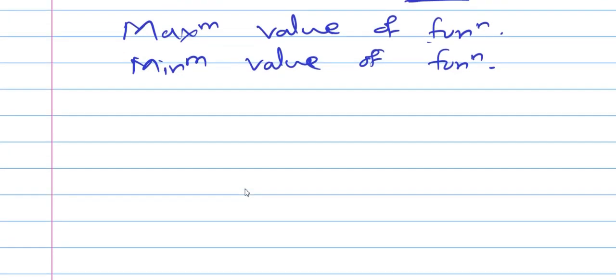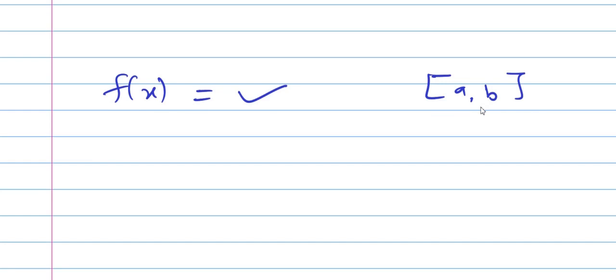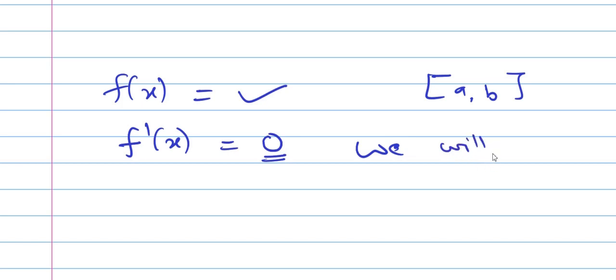So procedure is that f of x is given to us and one interval is given to us. So what you have to do, you have to get the stationary points. To get stationary points, you have to differentiate this f of x and equate this f dash x with 0. So when we equate this first derivative with 0, what we will get? We will get stationary points.